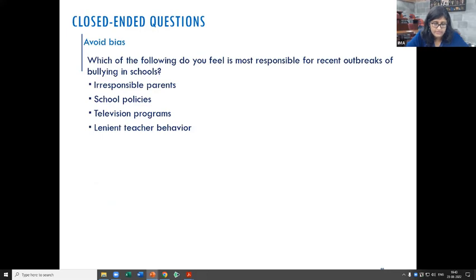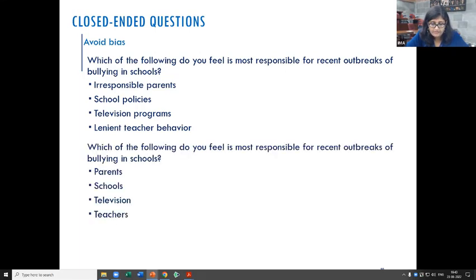Avoid bias. Which of the following do you feel is most responsible for the recent outbreaks of bullying in schools? It looks like you've already made up your mind that parents are irresponsible, teachers are lenient. Just say parents, schools, televisions, and teachers. Do not bias by writing irresponsible parents or lenient teacher behavior.